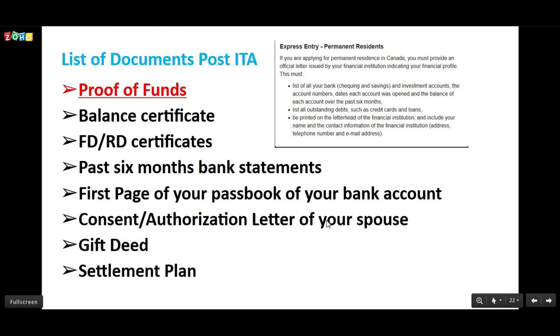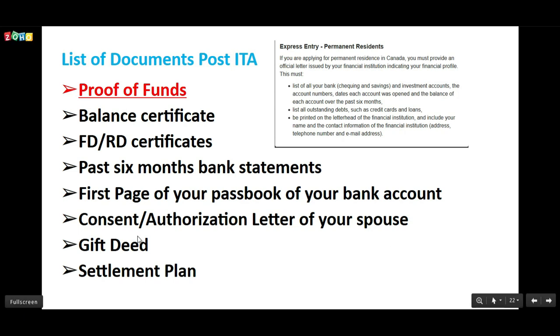Okay, now let's move to the next one, which is proof of funds. In this section, the first and essential document is your balance certificate. It means a bank letter which mentions all the details of your amount. But in addition to that, I suggest that you attach fixed deposit or recurring deposit certificates, if you have them. You must attach your past 6 months bank statements, the first page of your passbook of your bank account, and the consent or authorization letter of your spouse if your money is in a joint account with your spouse, or if your money is only in your spouse's account.